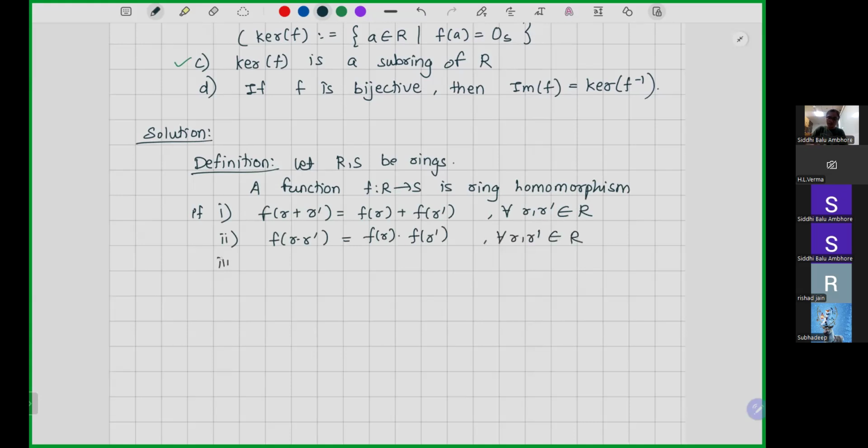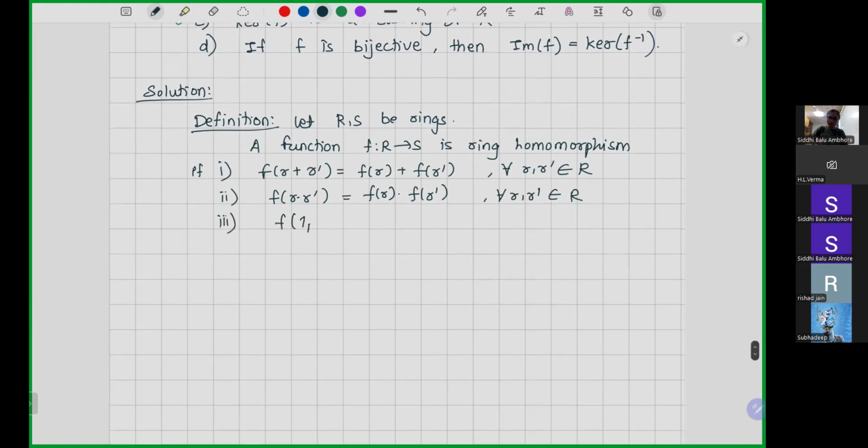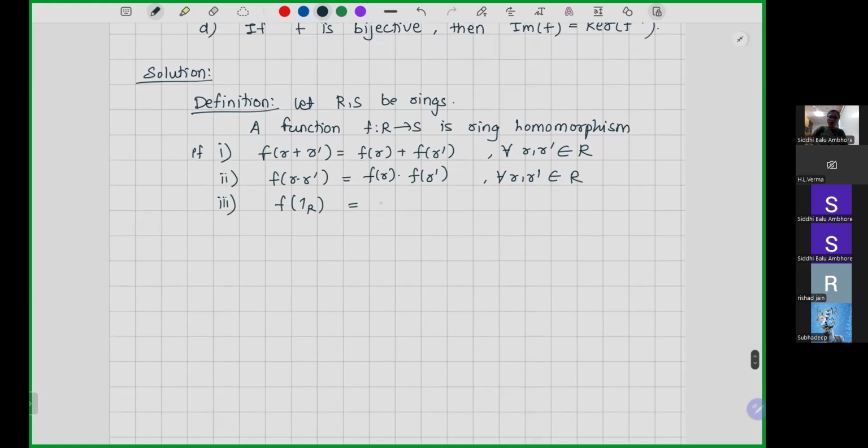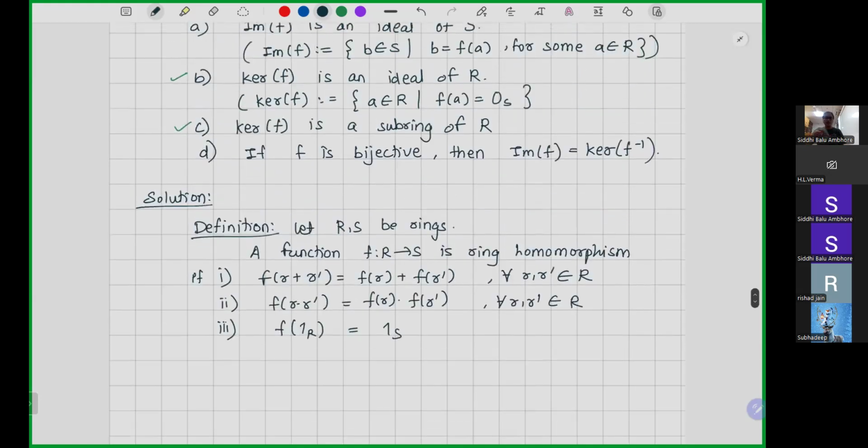And the third one is, since we have rings with unity or multiplicative identity, f of 1 R, the multiplicative identity of R, goes to the multiplicative identity of our codomain ring, 1 S. So these are the three properties satisfied by a ring homomorphism.